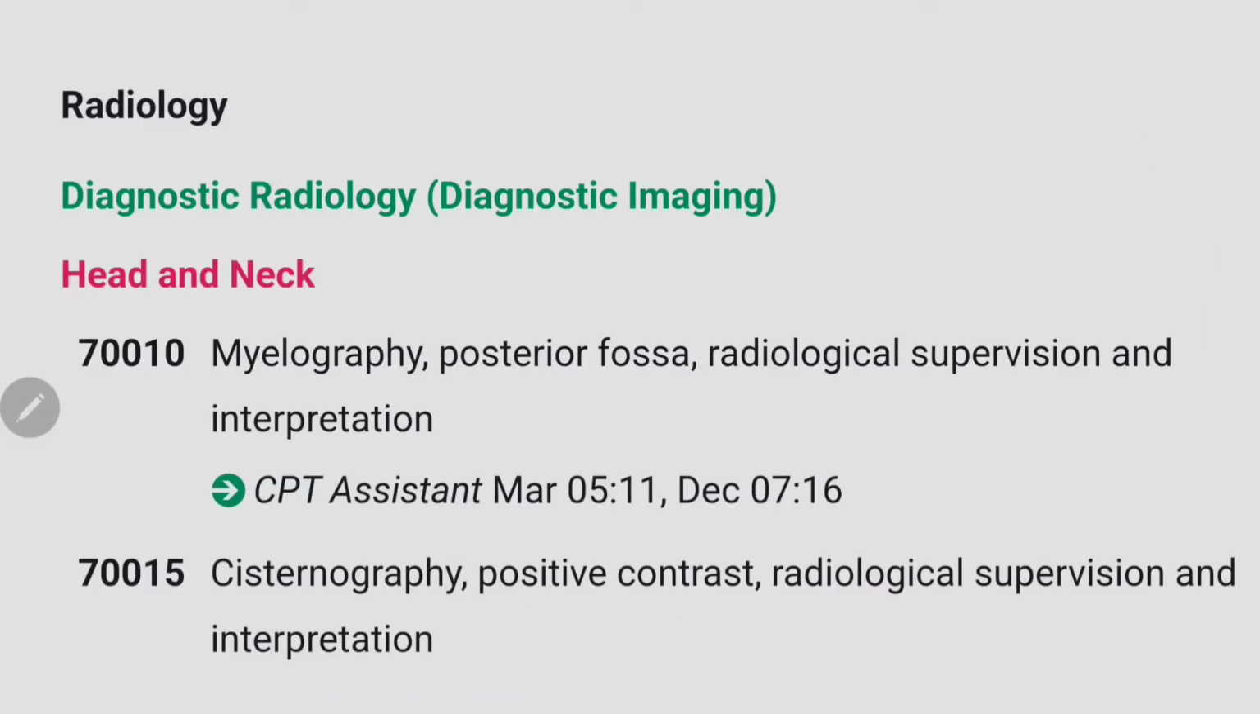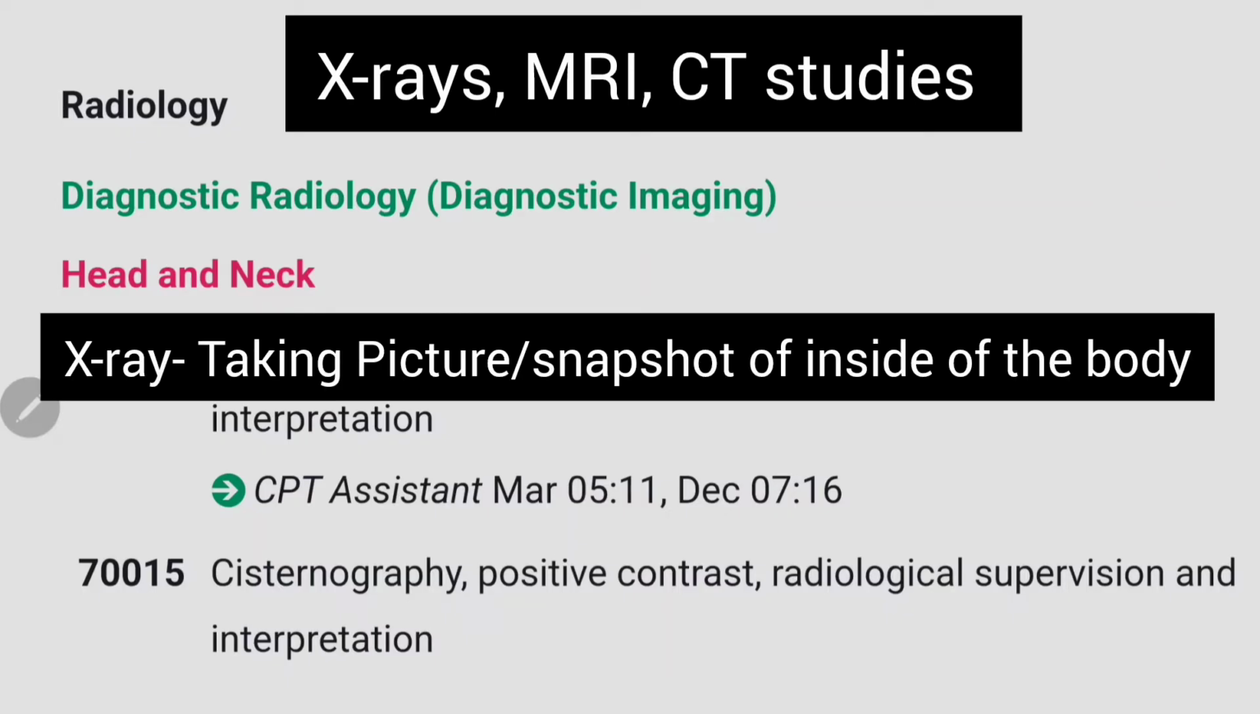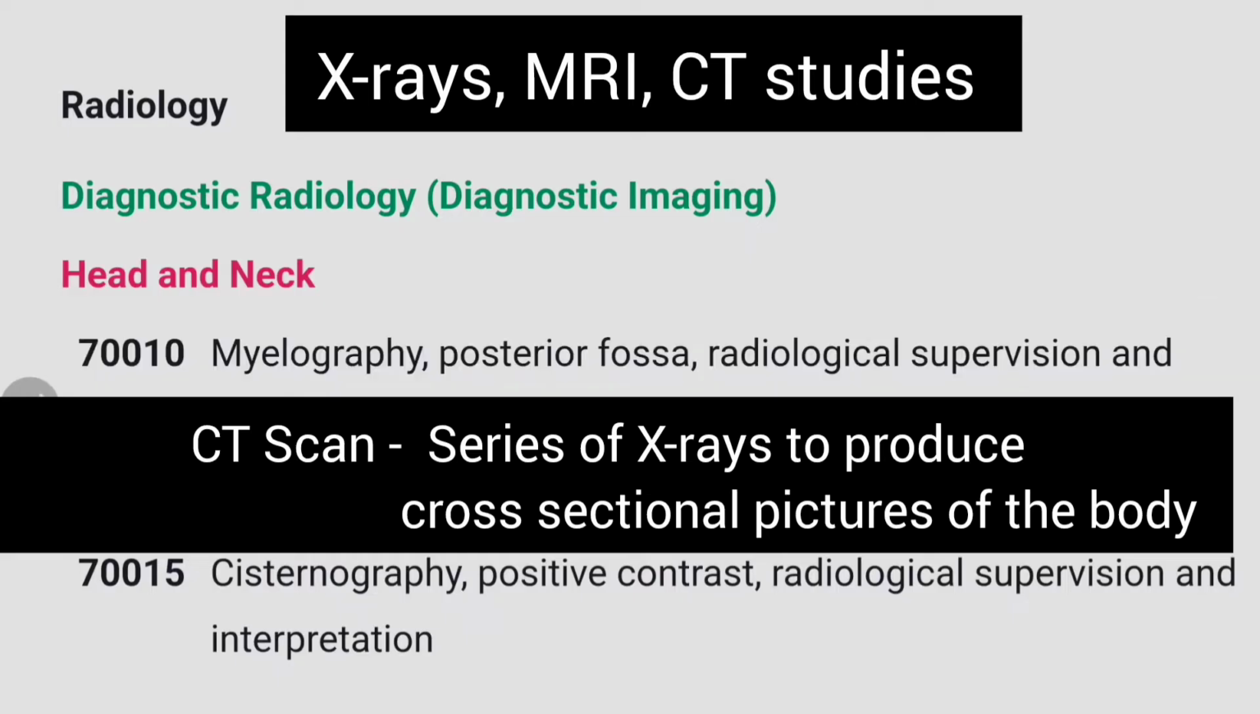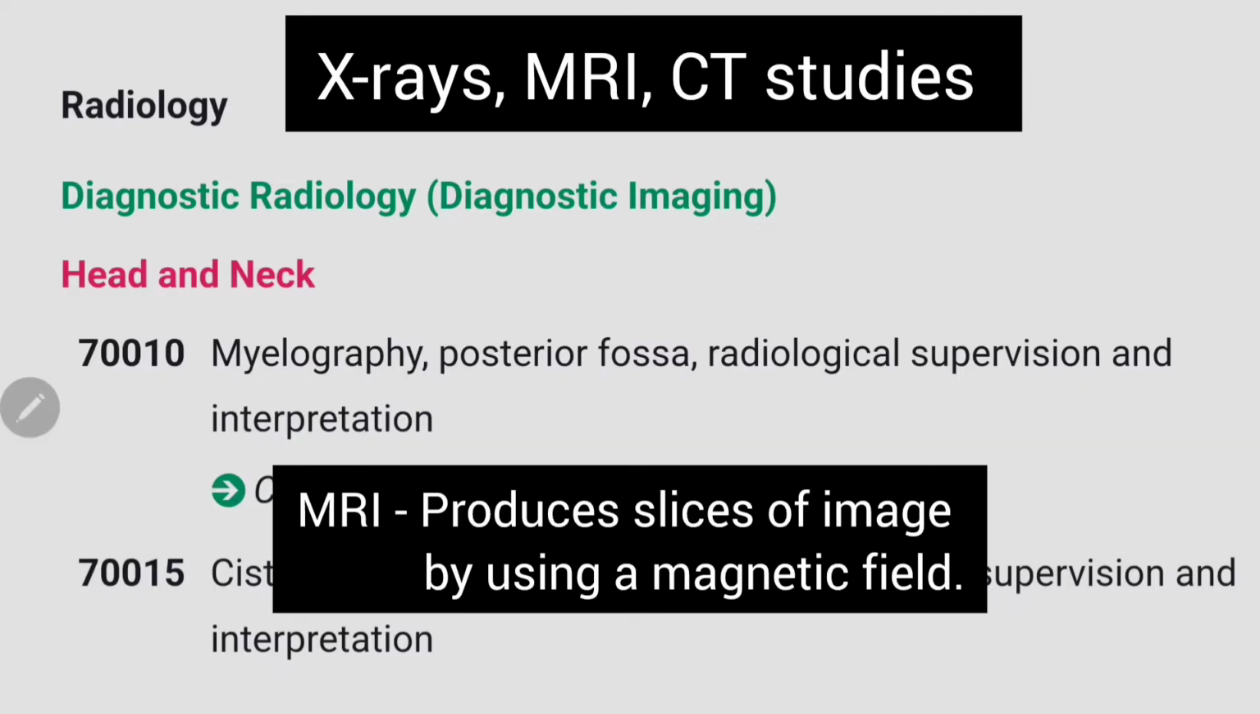Now let us start with the guidelines for the first subsection, that is Diagnostic Radiology. Diagnostic Radiology consists of X-rays, MRI and CT studies. Okay. So what is X-ray? It is taking a picture or snapshot of the inside of the body, and for a CT scan, they use a series of X-rays to produce cross-sectional pictures of the body, and MRI produces slices of image by using a magnetic field and the protons within your body.